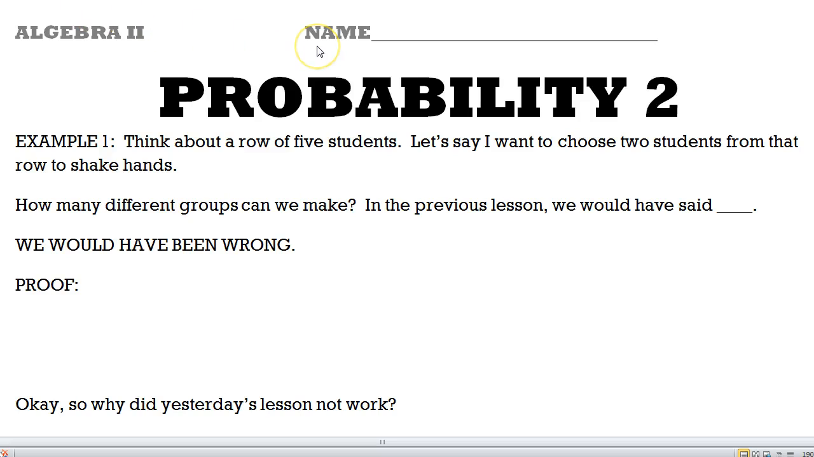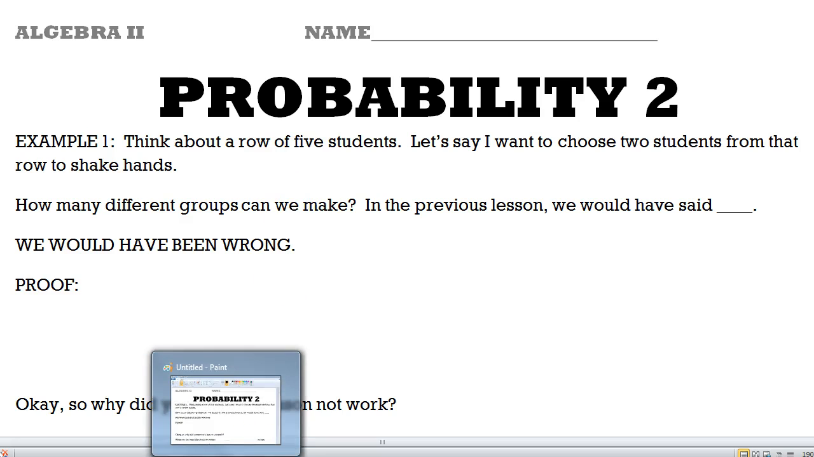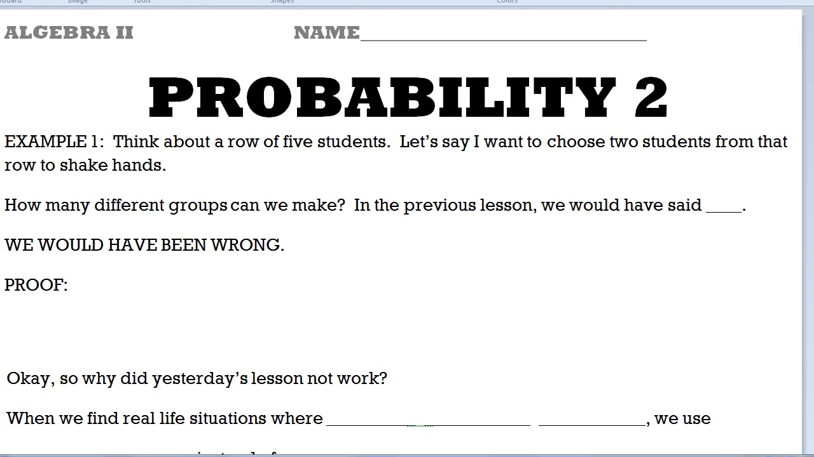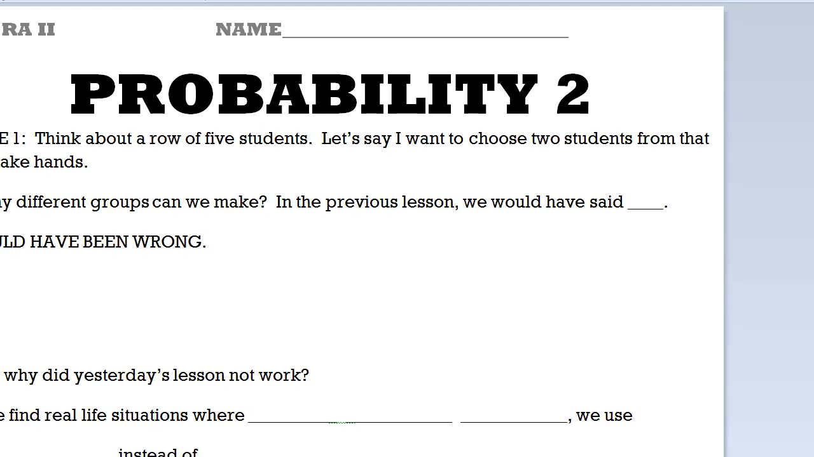Hey everybody, looks like we are getting into probability number 2, so probability worksheet number 2. Let's go through this and let's see how it varies from probability 1. It's not a big difference, just a little difference, but you need to pay close attention to it or else you won't figure out what's going on. So let's see what's going on here.